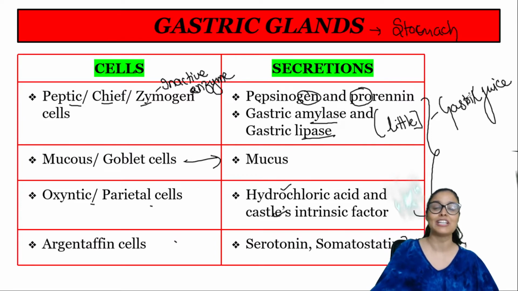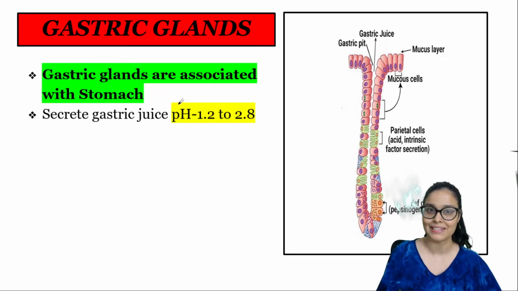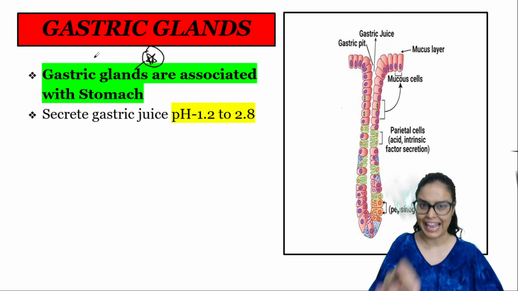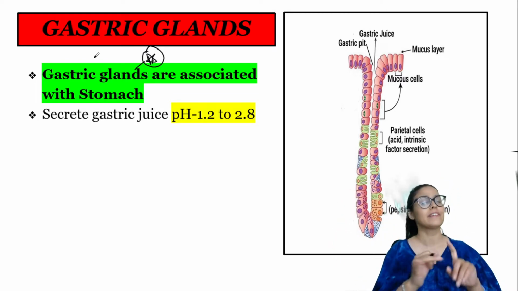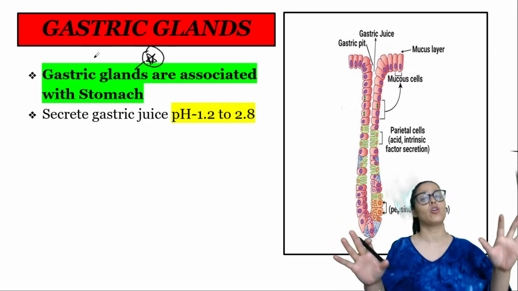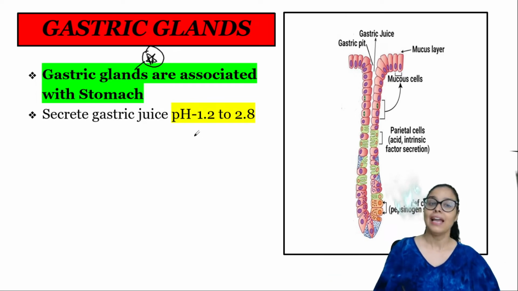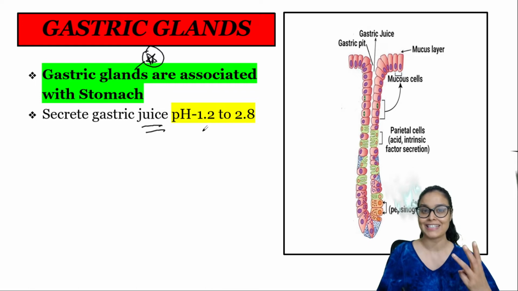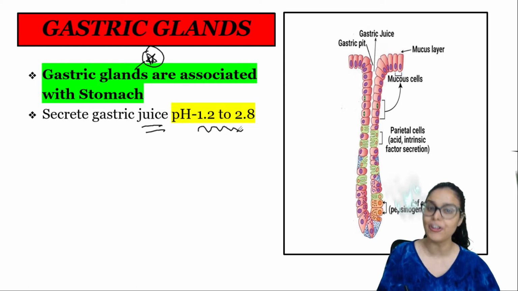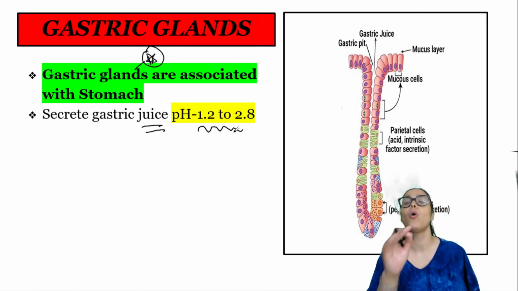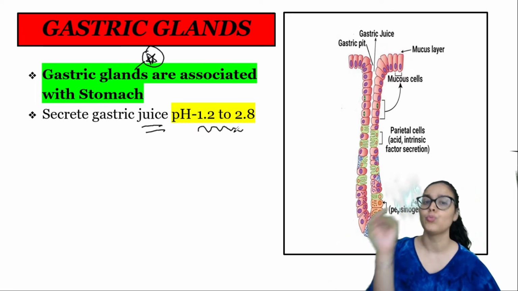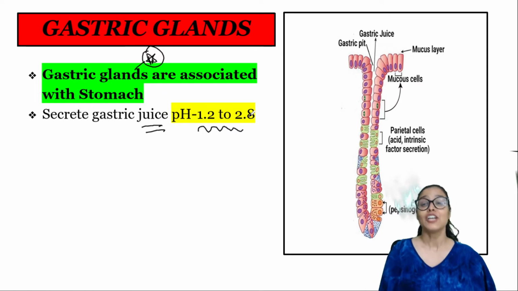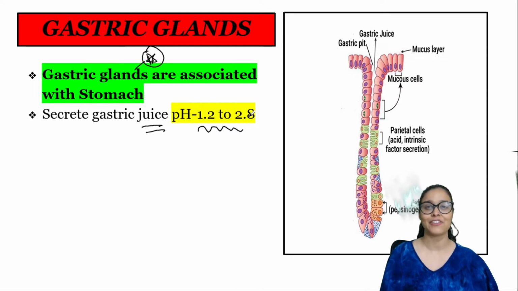And what is the pH of gastric juice? That we will be seeing. Wherever you see the terms gastric or gastro, they are related to the stomach only, so you have to remember that. Gastric glands secrete gastric juice, a digestive juice having a very highly acidic, low pH of 1.2 to 2.8. You can imagine it is so acidic because it has HCl. HCl makes it so acidic, so remember that.